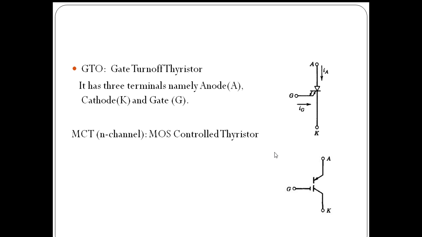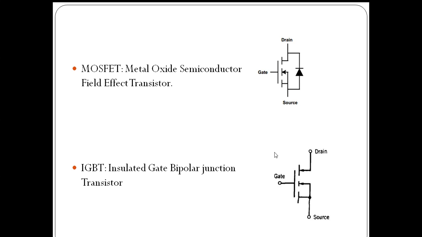Now we will switch over to MOSFET, metal oxide semiconductor field effect transistor. The switching speed is very high; it is a very fast acting switch. So we can conduct in a very short amount of time by using a MOSFET.